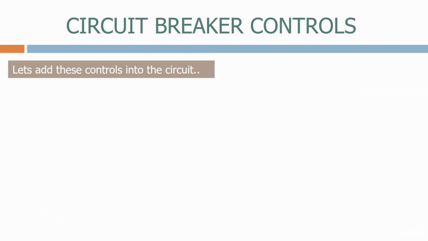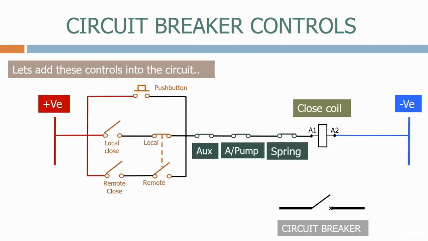Let's add these controls into the circuit. So now we have three levels of control. The push button, mounted on the circuit breaker mechanism or the local control panel. The local close switch, mounted in the control room. And finally, the remote close switch. Let's now push the push button. If all three contacts are now in the right position, the circuit breaker will now close.